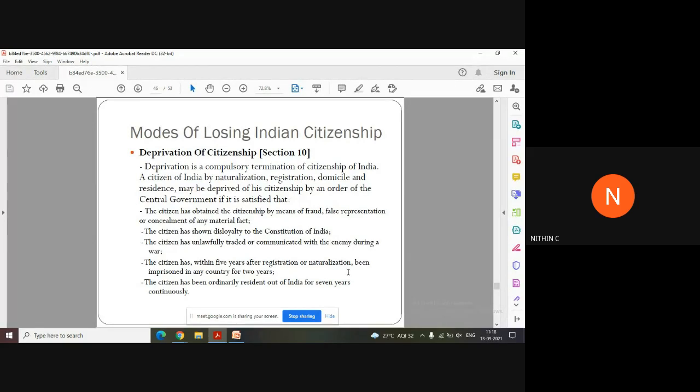Deprivation of citizenship. This is like a compulsory termination of citizenship of India, and you can see several points for that. The citizen has obtained the citizenship by means of fraud, false representation, or concealment of any material fact. These are the points based on which his citizenship is actually being cancelled or terminated. And this is actually a compulsory termination of citizenship.